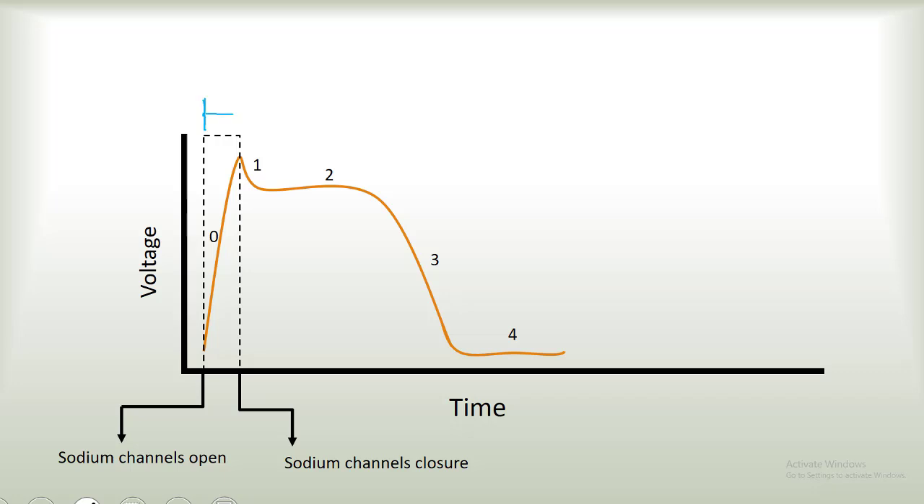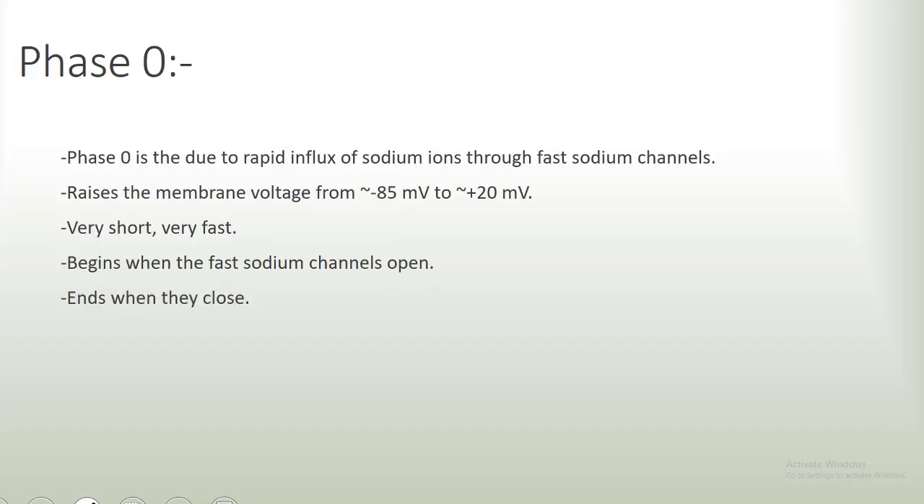Now, they remain open for a very brief period of time, and they close right about here. During that time, a huge amount of sodium ions will flow into the cell, sharply raising the voltage of the cell. So phase 0 is just the rapid influx of sodium ions through the fast sodium channels. Because of the huge amount of sodium ions that flow in, the cell is going to become more positive.